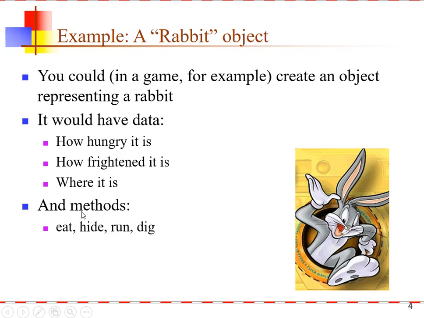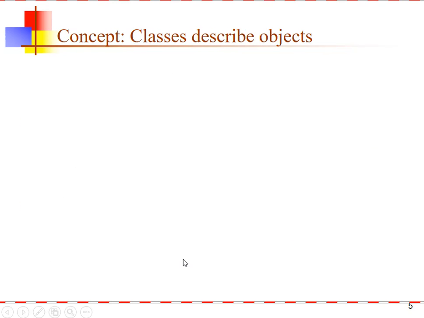But what you want to look at here is these are actions, and generally the methods are action items, and your data, which would be your instance fields, are items that you can assign or keep track of a status. So hungry is a status, frightened is a status, where the rabbit would be at on the screen is a status, versus the actions, which are going to be your methods.